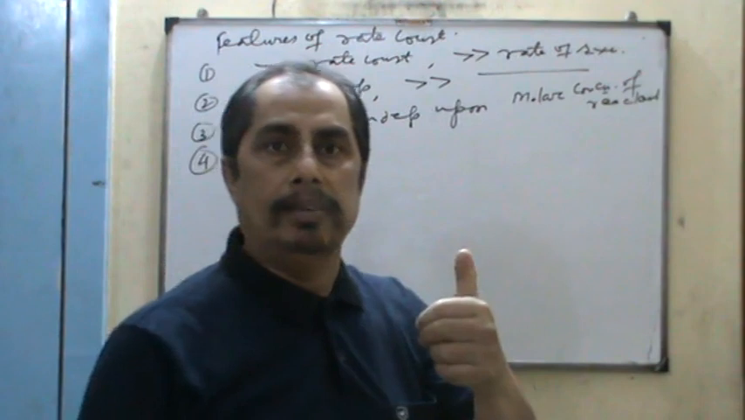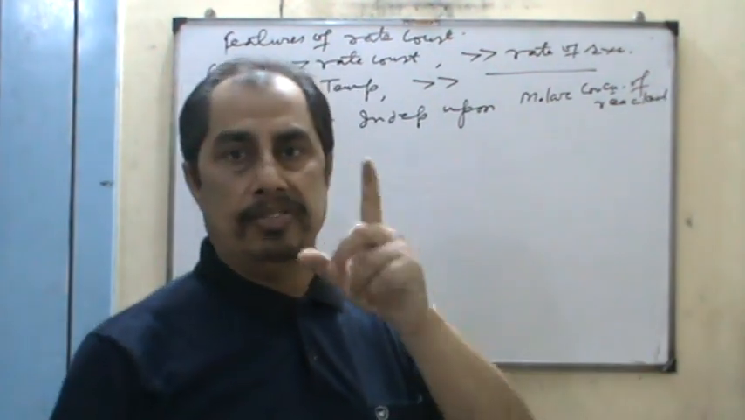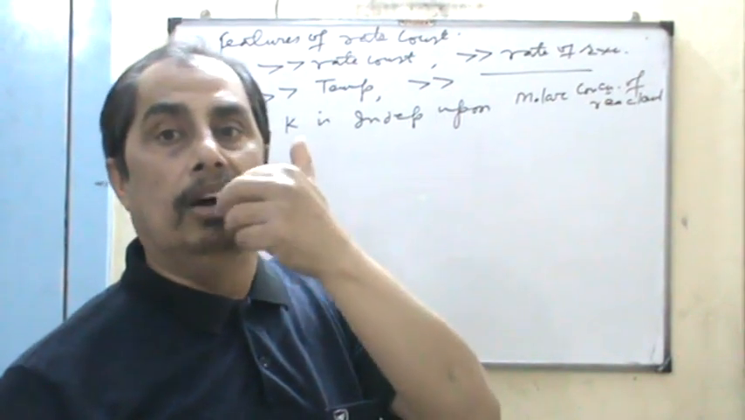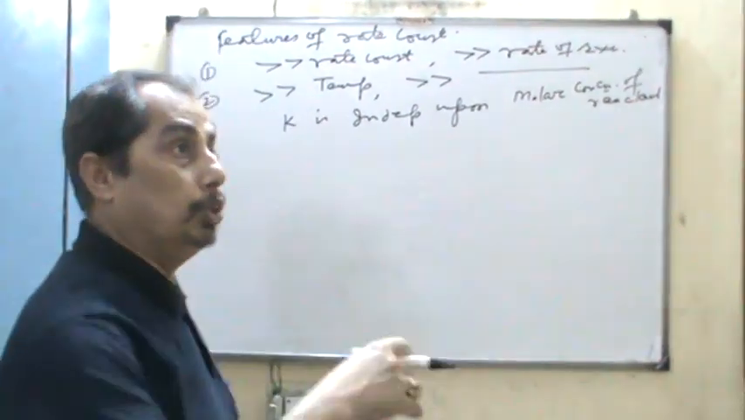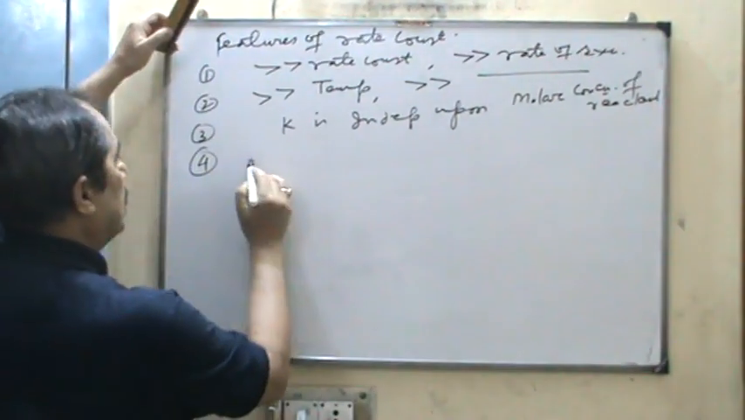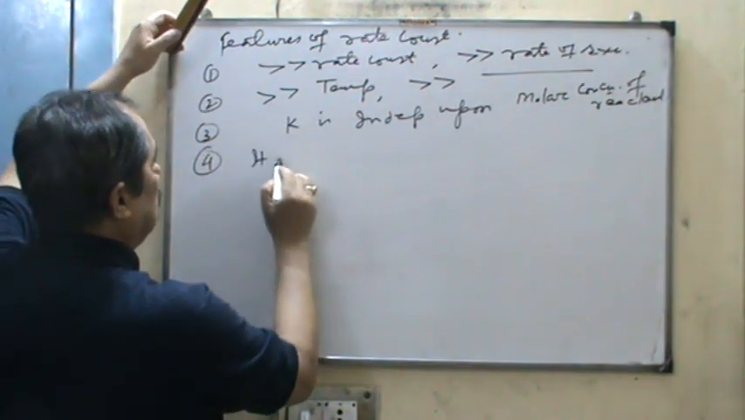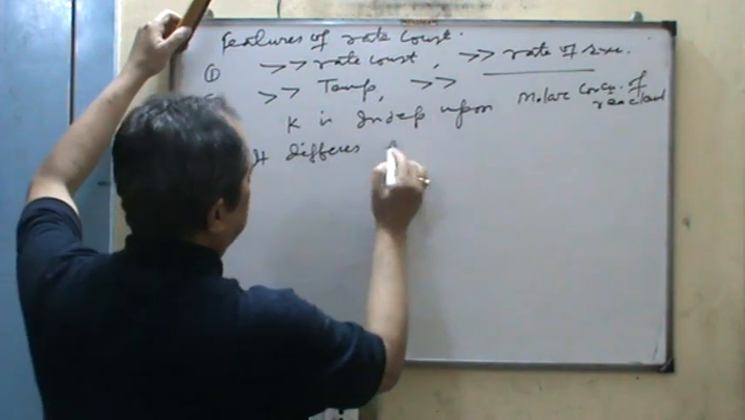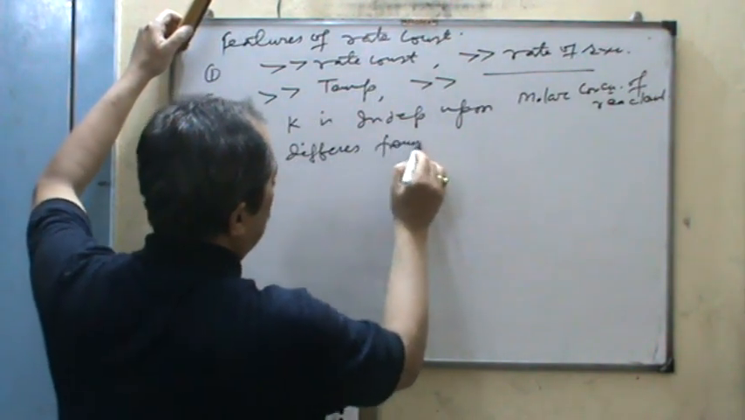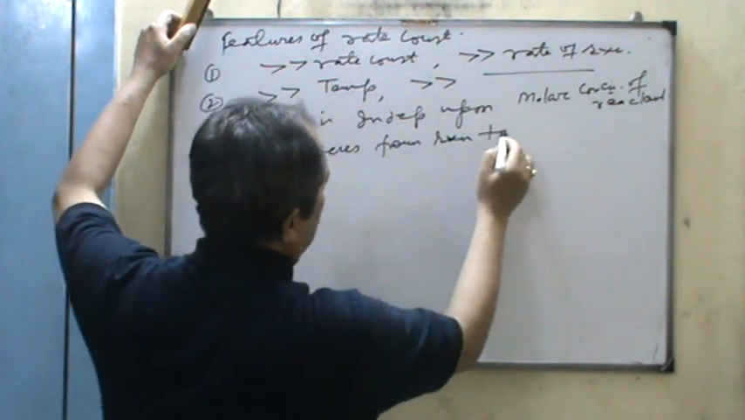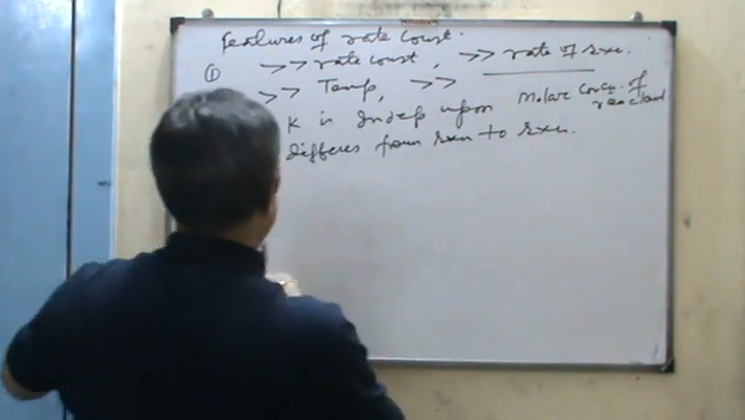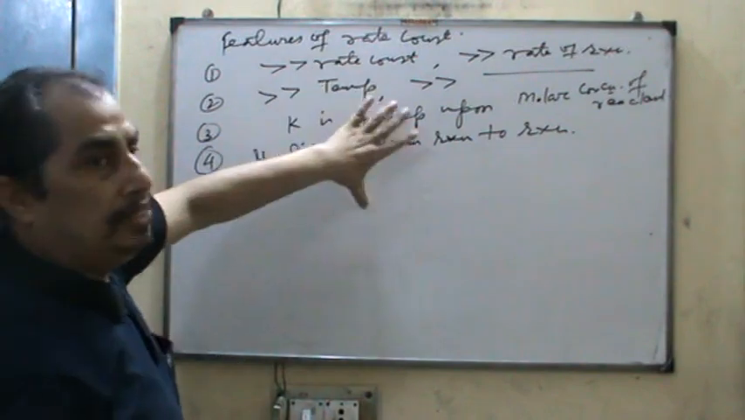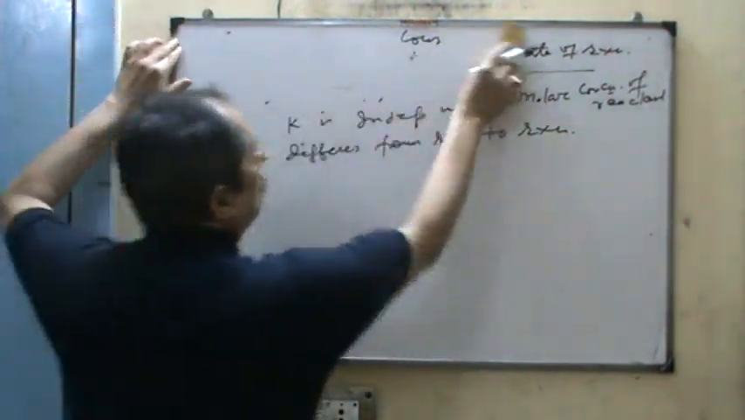If n is equal to 1, so the unit is different from 0 order. If n is equal to 3 by 2, obviously it is different from the 0 and the first order. So it differs from reaction to reaction.